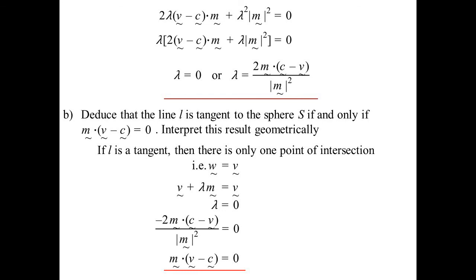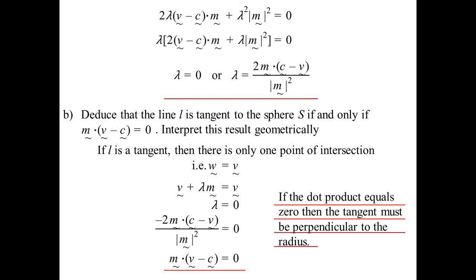Yes, an example of a question which would probably appear later in the paper, towards the end, I would imagine. But they're fun. And the geometrical result, what you have just proven, is that the tangent is perpendicular to the radius. Because you're saying M dot V minus C is equal to 0. M was the direction vector of the line. V minus C was the radius. So not only is it true in a circle, it's true in a sphere as well.